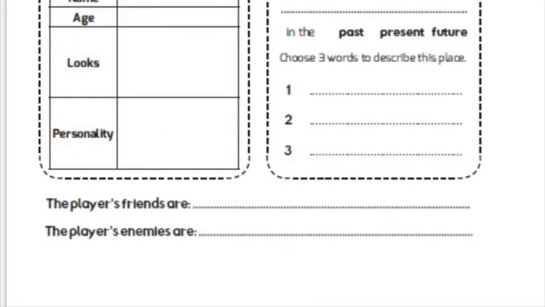And then at the very bottom, you want to write who your players' friends are and who the players' enemies are, if they have any. And just write that on those lines at the bottom.